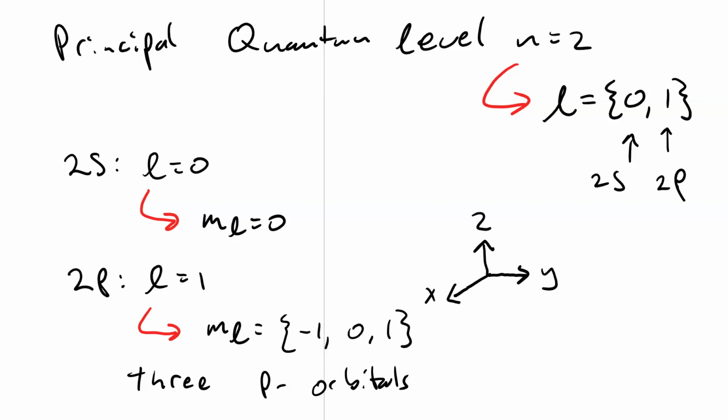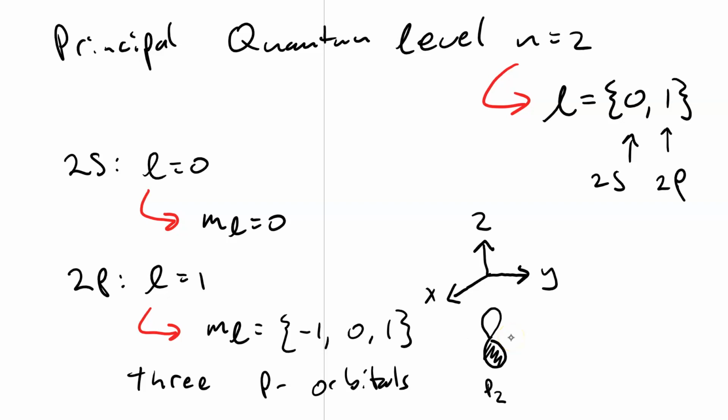In xyz coordinates, where the vertical axis is z, the horizontal axis that's flat in the screen is y, and the horizontal axis that's coming towards you is x, we can say that these p orbitals are along the z-axis, along the y-axis, and along the x-axis. 1 each, 3 axes, 3 orbitals.